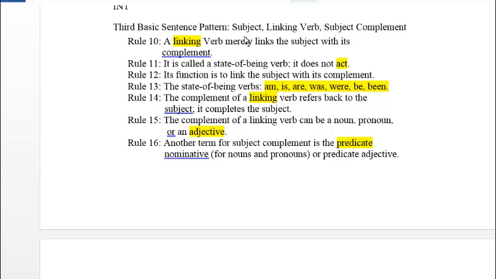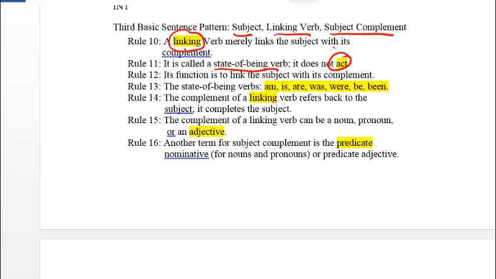The third basic sentence pattern is the subject, the linking verb, and then the subject complement. The reason why this is called a linking verb is because it doesn't perform an action. All that it does is link two bits of information together. It's also called a state of being verb because it simply does not act.